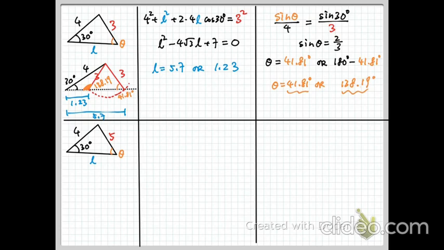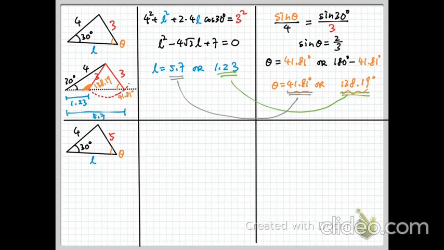And note also the matchup of the answer, the pairing of the answer. The 5.7 shall be paired with 41.81, because it is on this triangle, the larger triangle. That would be the longer L and the smaller theta. And then the other set will be on the smaller triangle, the obtuse angle triangle. That 1.23 shall be matched up with 138.19 for the obtuse angle triangle.